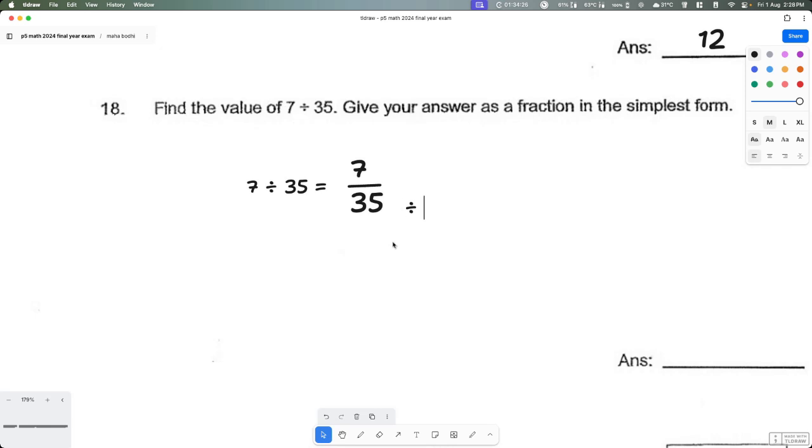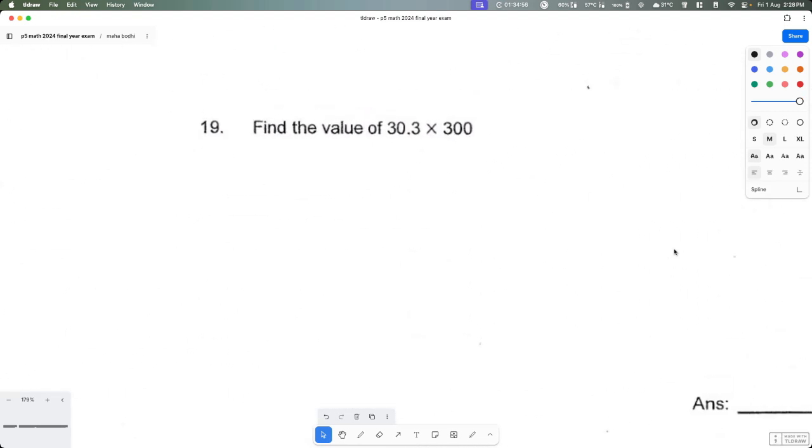So can we divide 35 with 7? Yes, we can. So we divide 7 for 35 and 7 over here. Okay, and what will this give us? So 7 divided by 7 is 1. Okay, we have 1, and then at the bottom 35 divided by 7 is 5. So the answer to this is equal to 1 over 5 in this case over here. Okay, so 1 over 5. All right, let's move on to question 19.